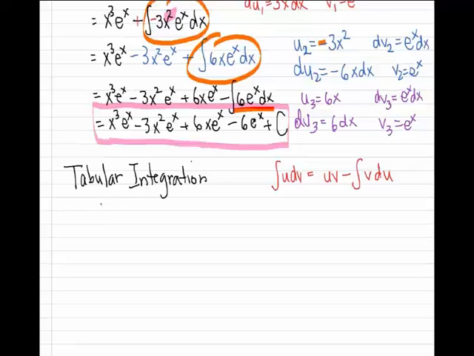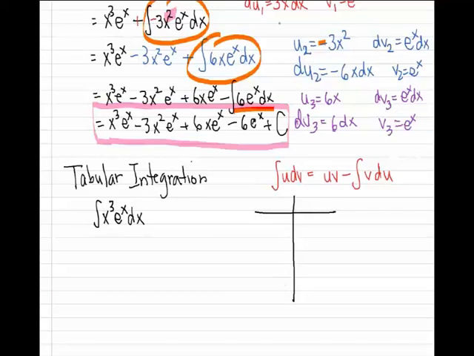Alright, so our original problem was x cubed e to the x dx. So when you use tabular integration, you make a little t-chart, and we're going to organize our u's on the left-hand column and our dv's on the right-hand column. So whatever you choose u to be, we write it over here on the left-hand side. Whatever we choose dv to be, we put it over here on the right-hand side. And we don't really bother with the dx part of it.